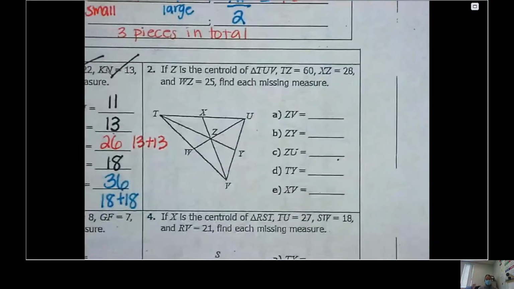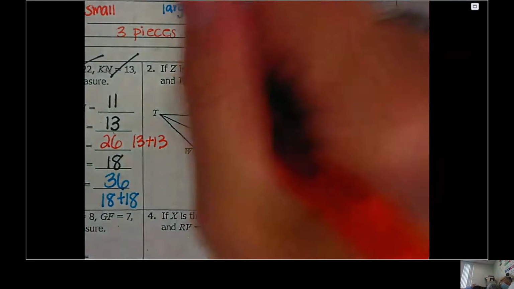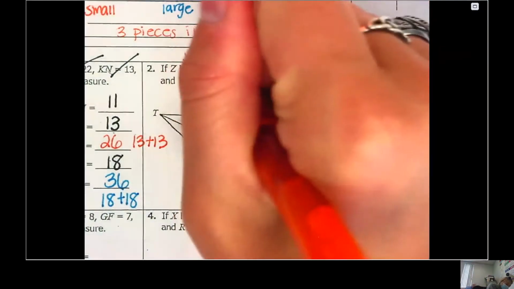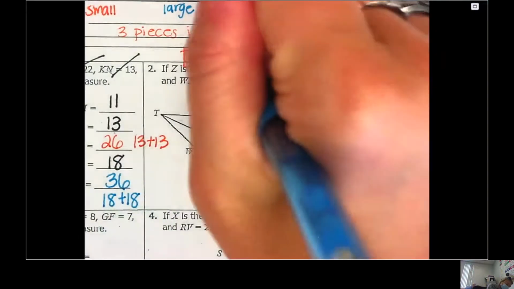So let's take a look at number 2. This is why we've got our 2 colors now. I'm going to pick one color to be my short color and one color to be the long color. So one for the short and one for the long. You've got a short piece and a long piece. So I'm going to do orange as my short piece. I'm going to do blue as my long.